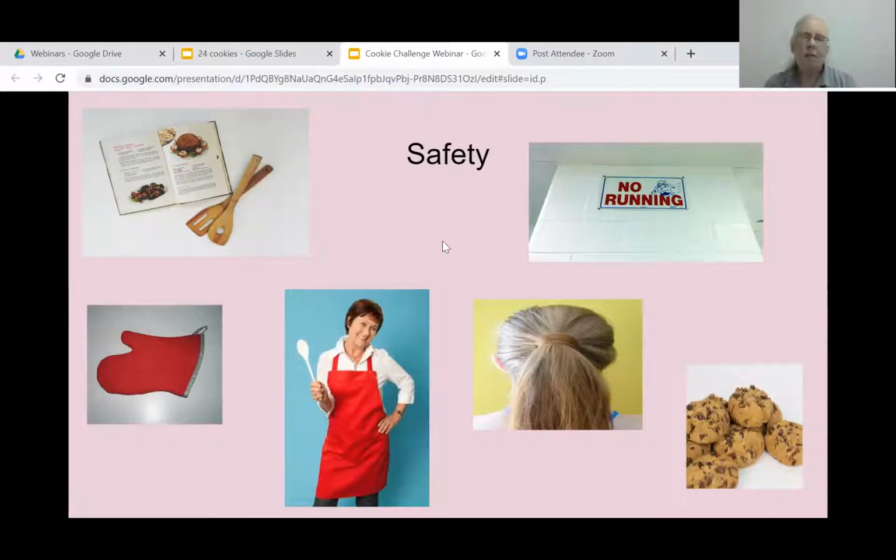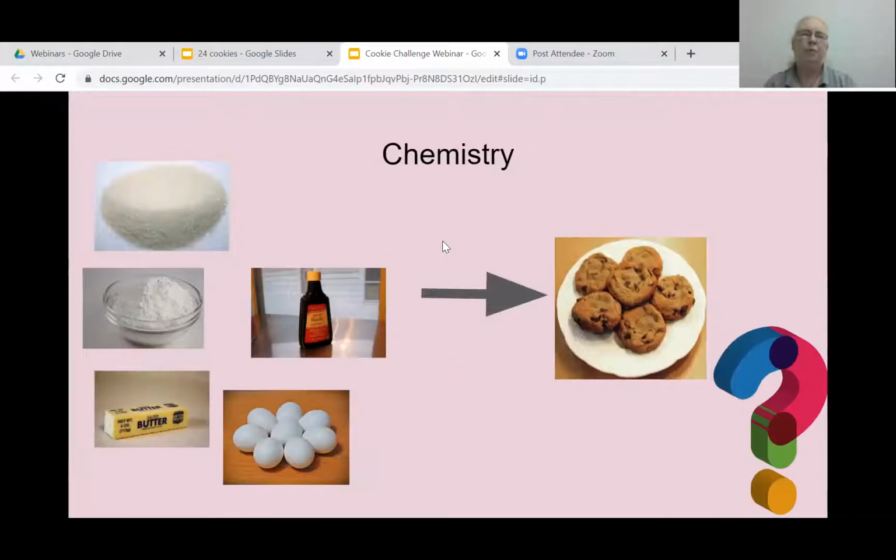So, safety. Well, that doesn't help me make the cookie. That doesn't tell me about the chemistry. Let's explore a little bit more. First, we take several ingredients.